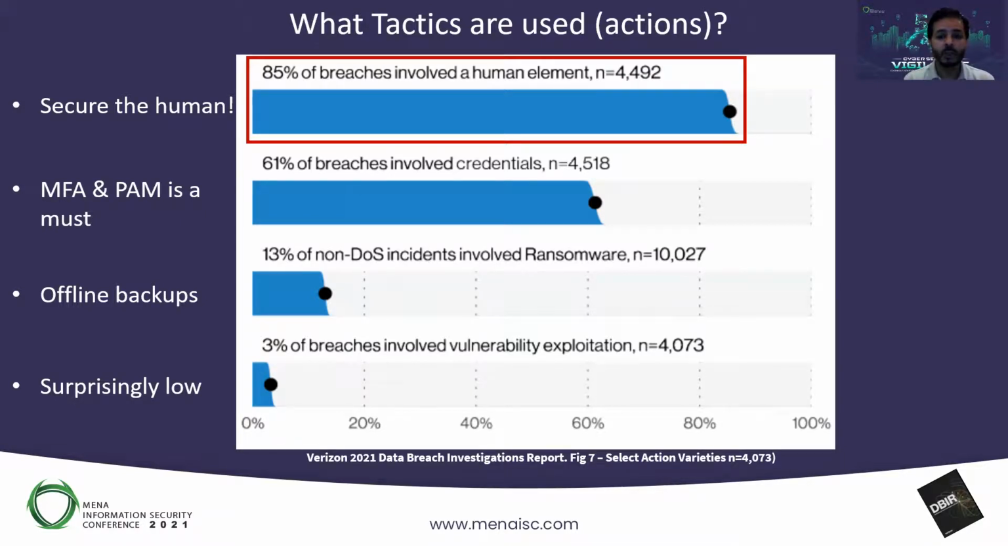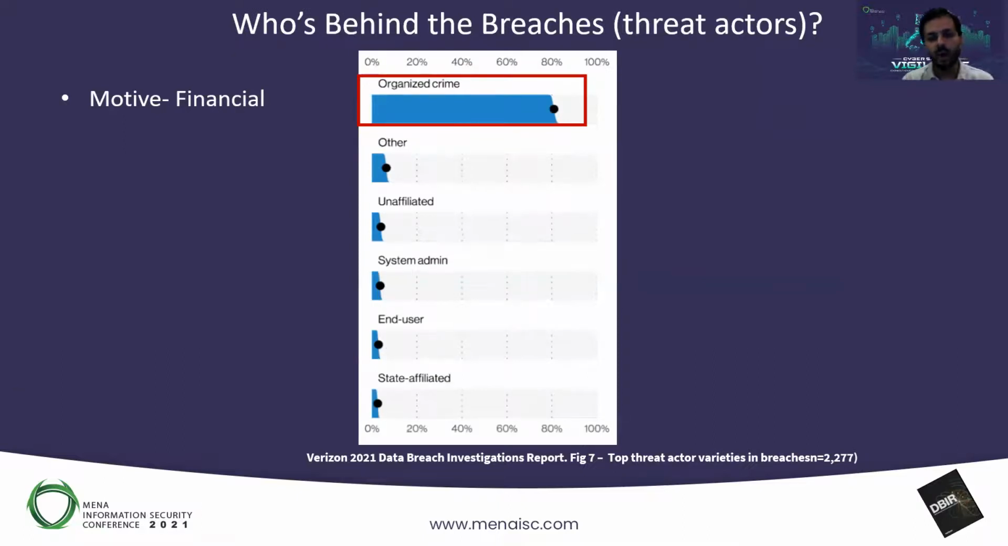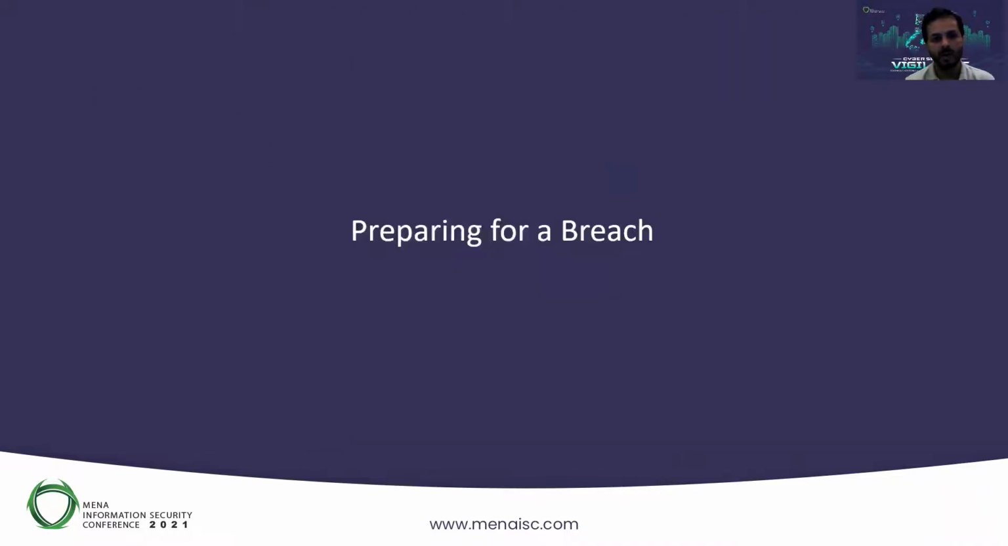Anyway, offline backups are crucial because ransomware is significant again. And MFA and PAM obviously is a must, we talked about as well. And then look, for the most part, the motive behind the breaches is financial, right? For the vast majority, the criminals are out to make a big buck. There are other threat actors, but that's for the most part.